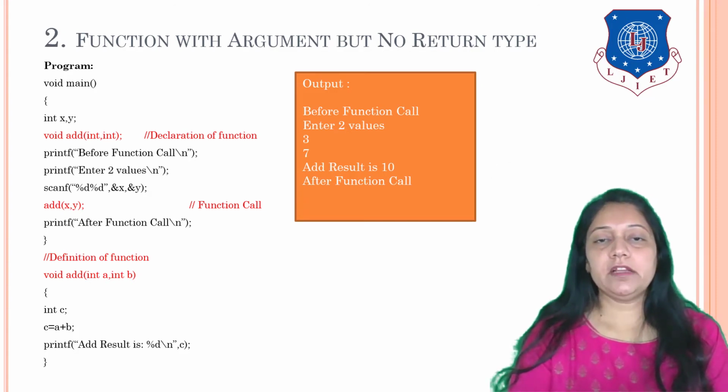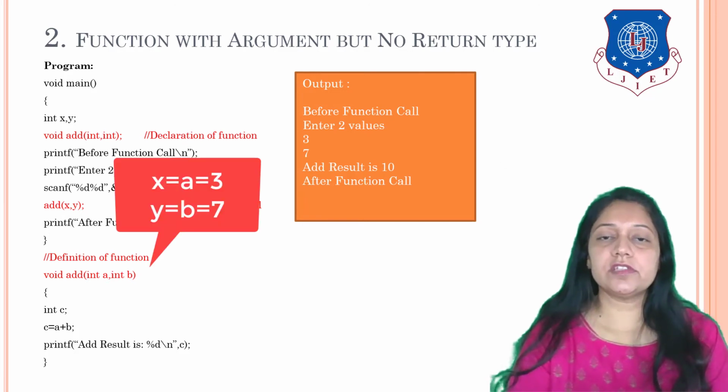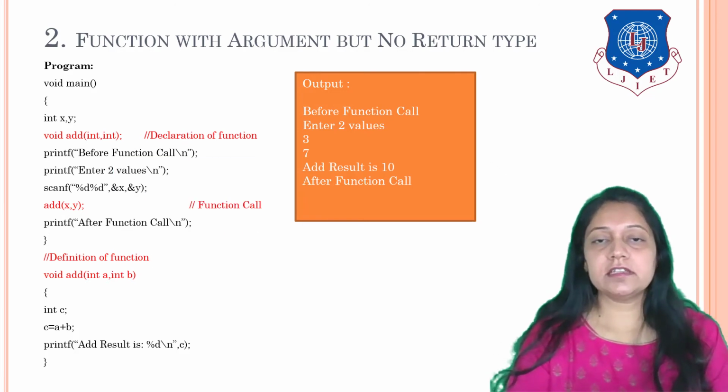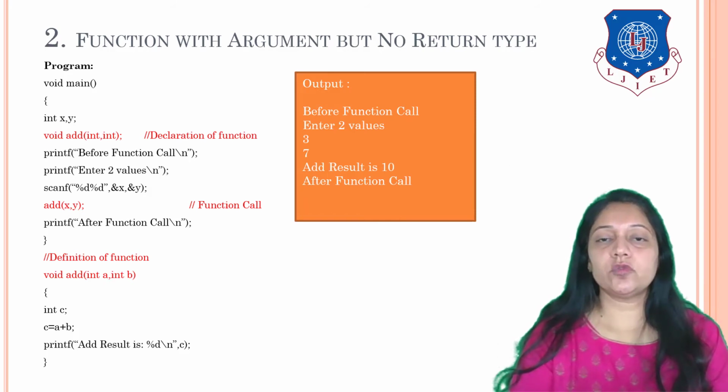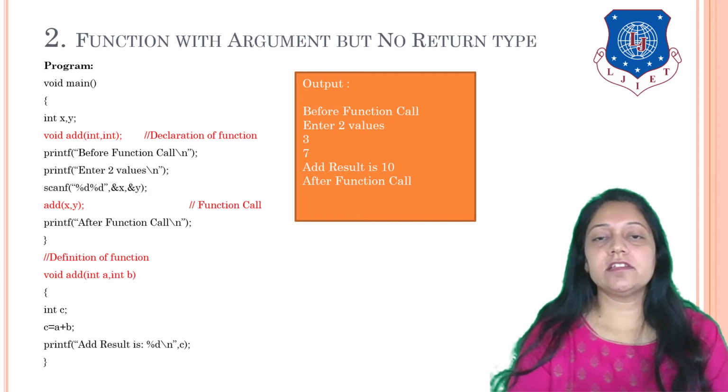Whenever the function is called, the value of x is stored in a. So a will have the value 3 and b will have the value 7. Perform the addition on this, that is 3 plus 7. The result is stored in c and it is displayed onto the screen. So the add result is 10.